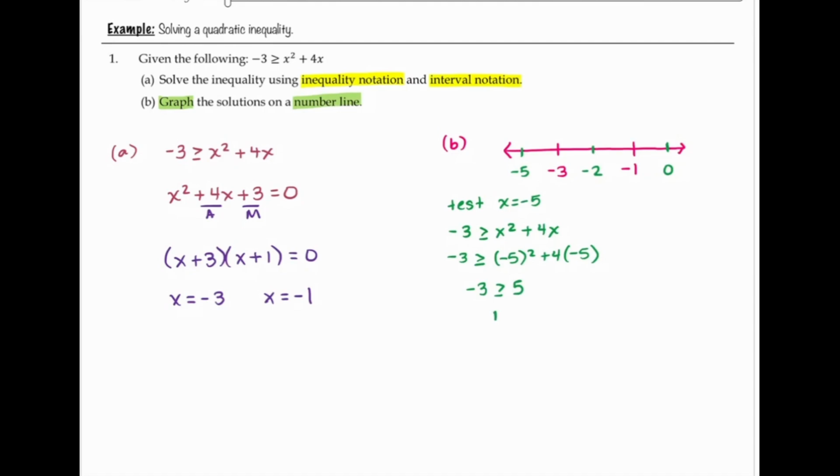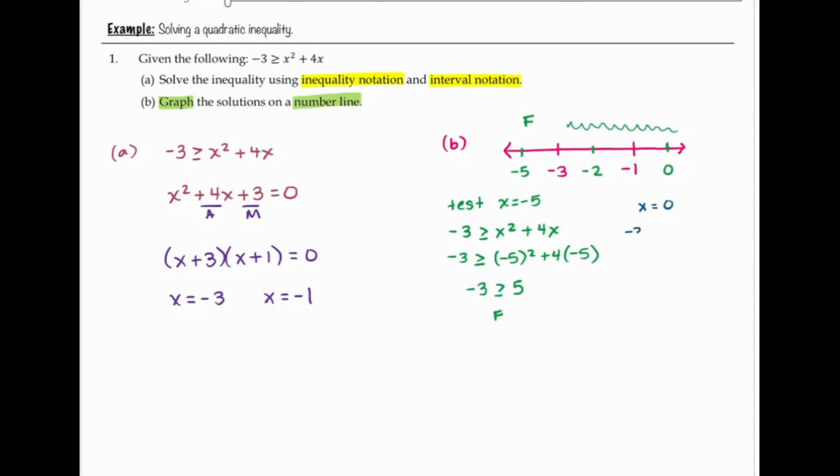Now this statement is false, which means that our solution cannot be here. As of right now, what I'm thinking is if it can't be here, it has to be somewhere over here, my solution. So here is where it's important for you to test each of these pieces. Instead of me testing -2, I am actually going to test what happens if I input 0. Is that part of my solution still?